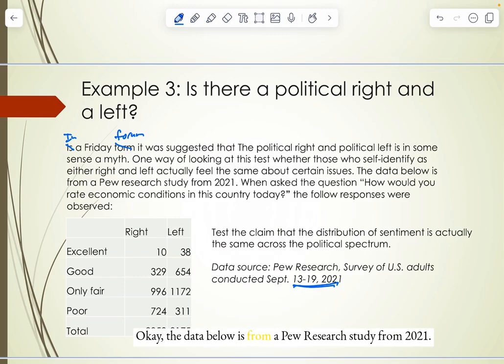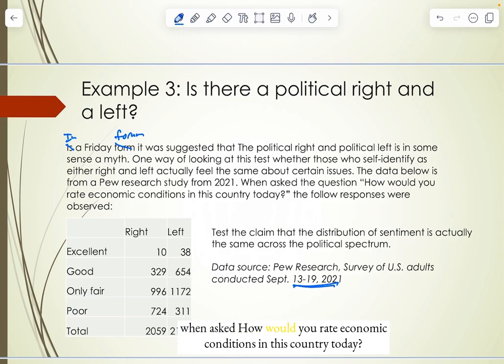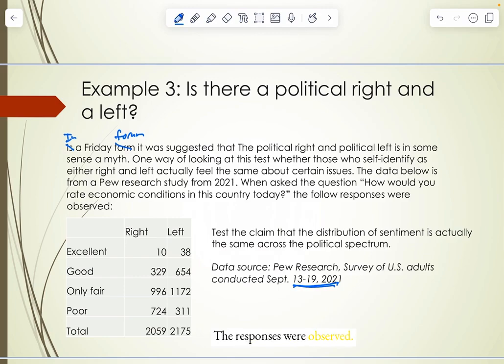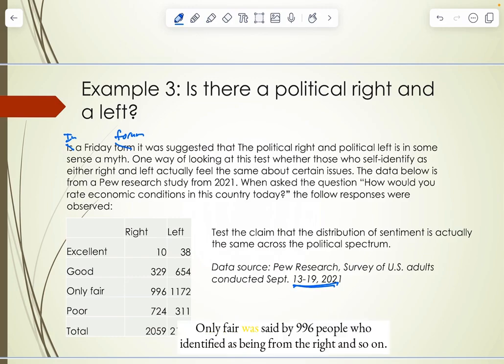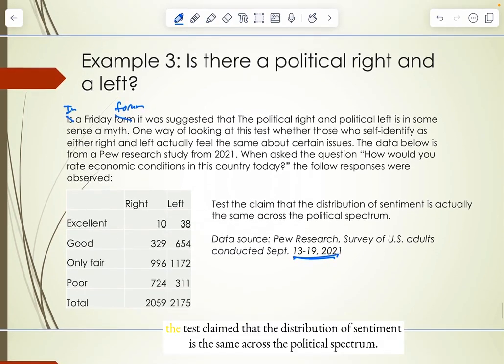Okay, so the data below is from a Pew Research study from 2021. When asked, how would you rate economic conditions in this country today, the responses were observed. 10 people from the right said excellent. 329 said good, only fair was said by 996 people who identified as being from the right, and so on. The test claimed that the distribution of sentiment is the same across the political spectrum.